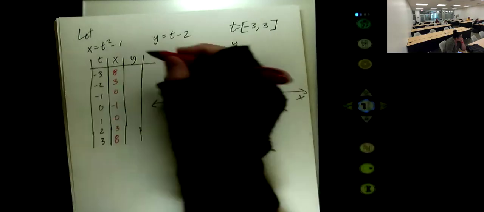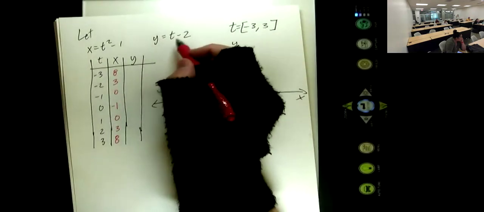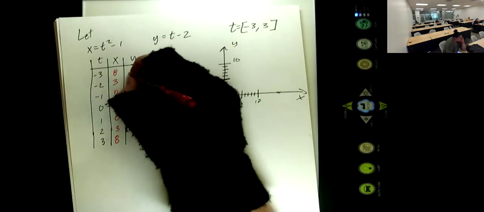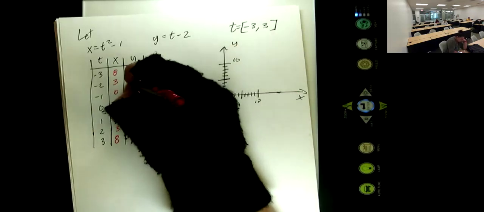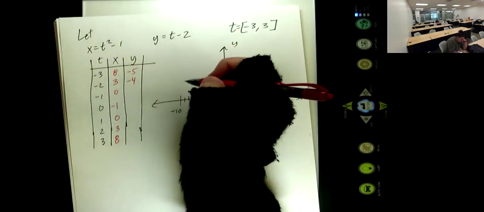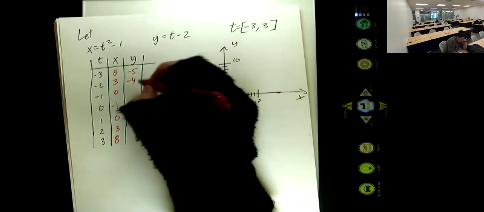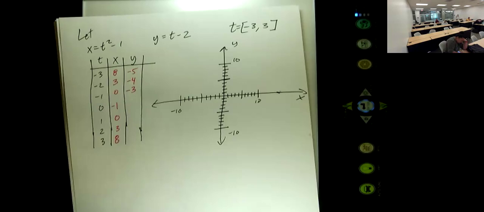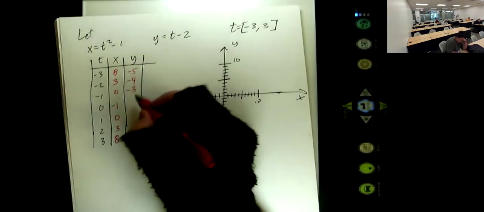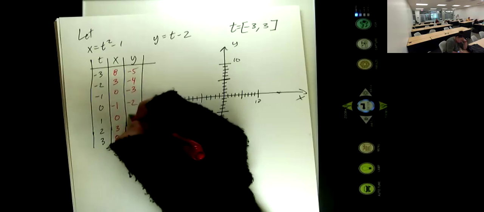For y, this one is gonna just keep going up in sequence once we start it. -3 minus 2 is -5. -2 minus 2 is -4. -1 minus 2 is -3. And if you start to see a pattern and you think it's gonna stick, use it. It looks like this just keeps going up by 1.